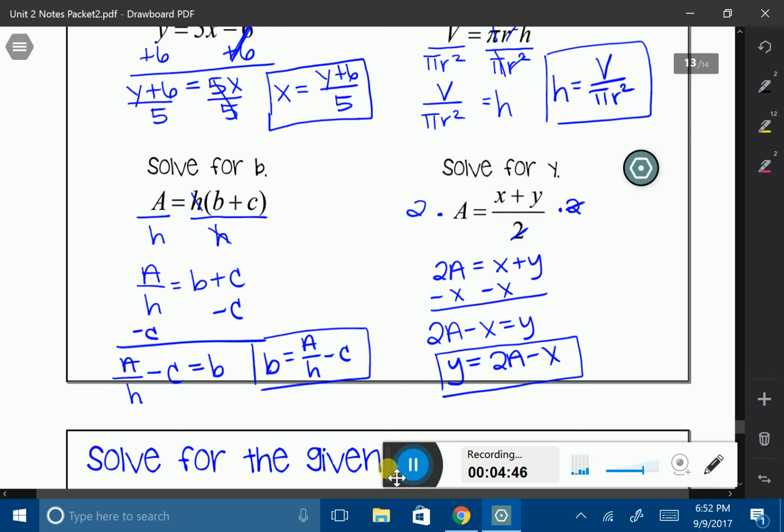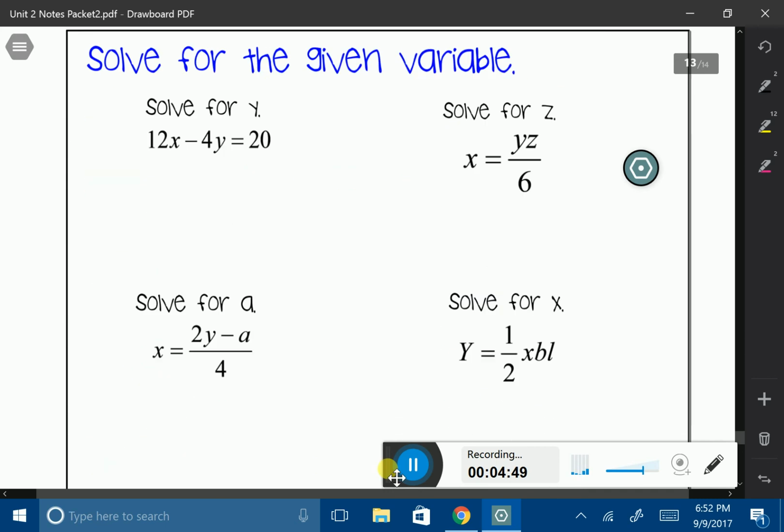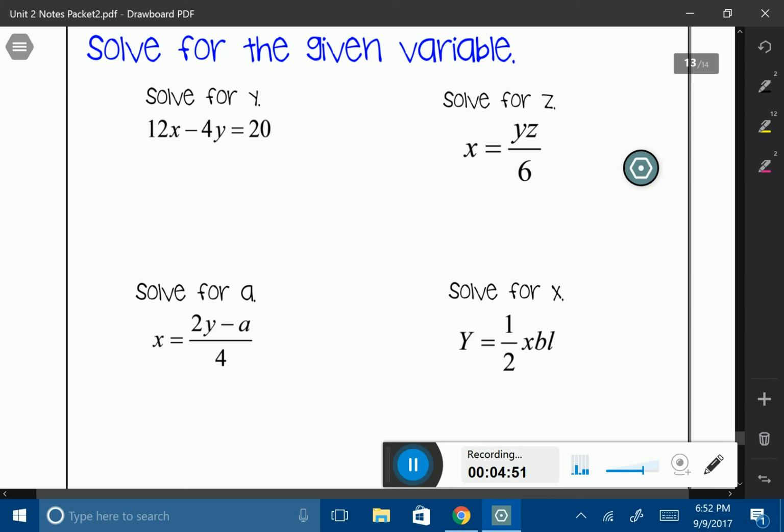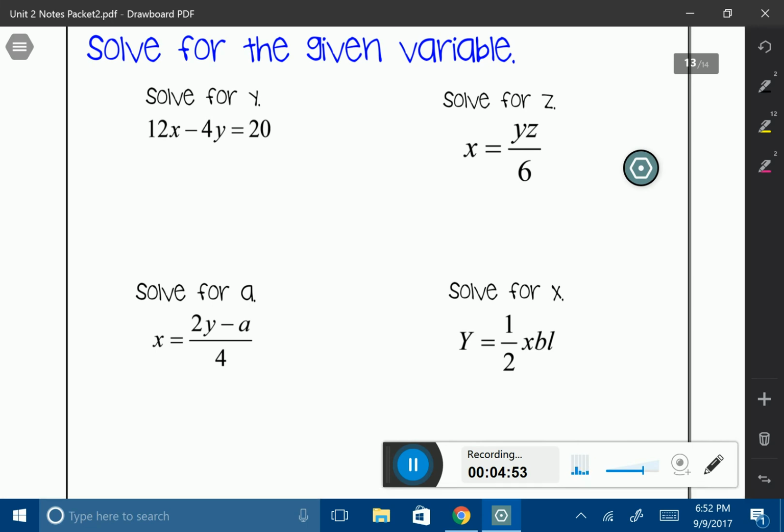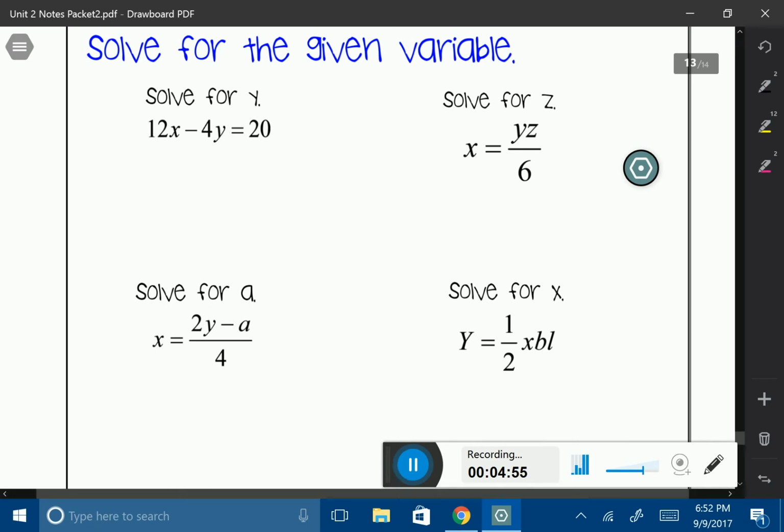All right, let's bump it up a little bit and do some more problems. For this one, I want to solve for y again. I've got an x in there as well with some numbers. So let's work our way around. I always try to start on the side that has the variable that I want, and I get rid of everything else that's in the way.